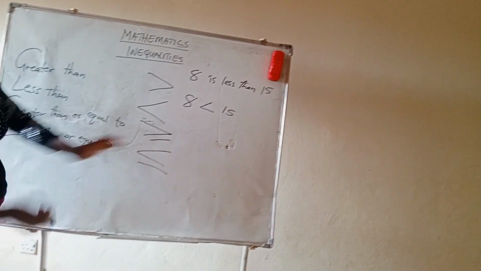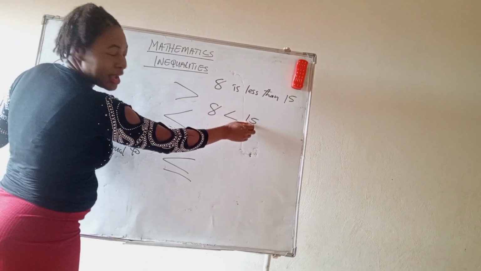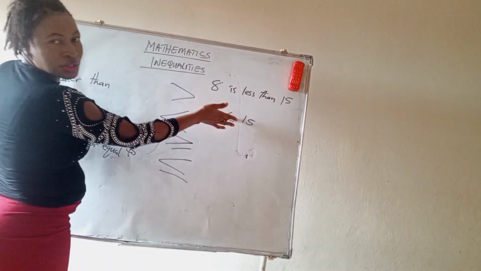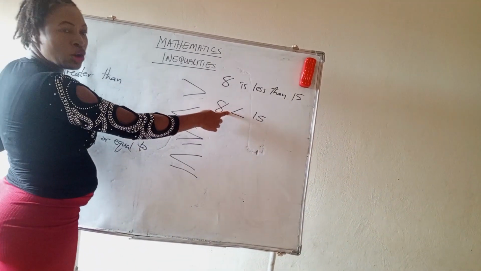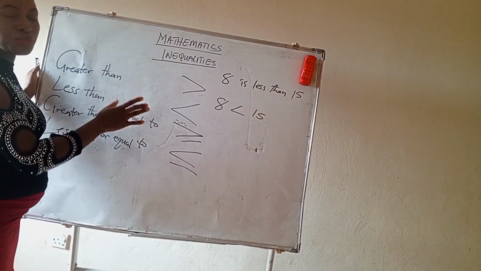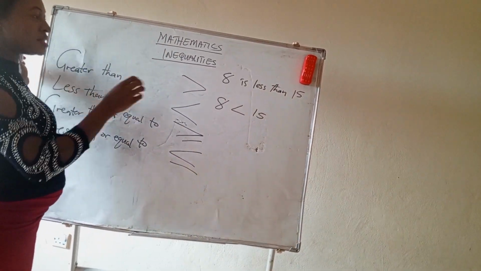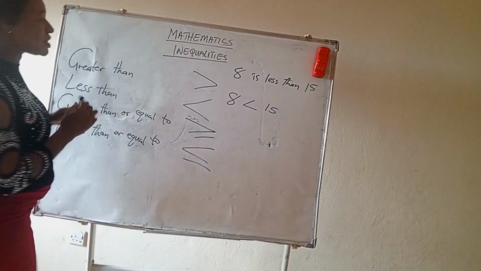Now, when you look at this, you find out that the 15, which is the greatest number, the highest number, is at the open arm, while 8, which is the smaller number, is at the closed arm. So this is the secret of inequality symbol. If you are able to assimilate this, you will not fail any question in inequality. Now, let's represent another one.